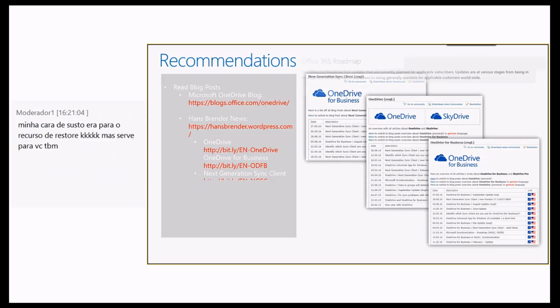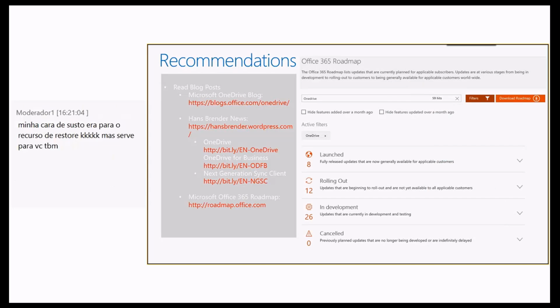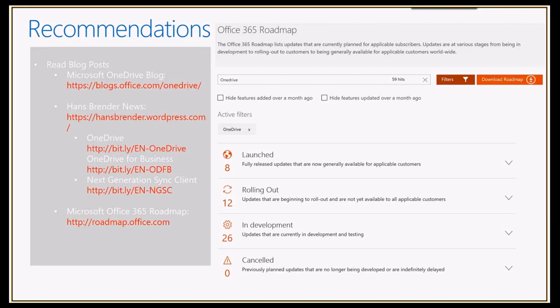Also, there is interesting the roadmap you have to look. That's all about. I filtered it here. You see it on the upper left, OneDrive. That means 59 hits, and 8 of the functionalities are launched. 12 are rolling out. That means it takes a little bit time. If your tenant is in there, then you will also get the features. 26 new features are in development. Then that's the issue. You should always look in the Office 365, not only for OneDrive. It's a good thing to see, hey, what is coming in the near future.